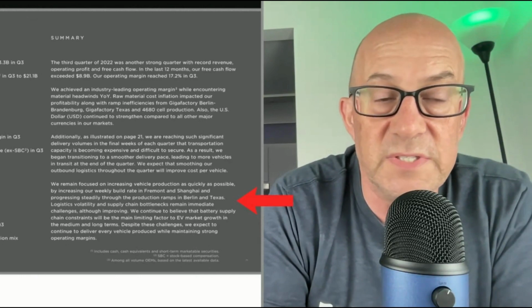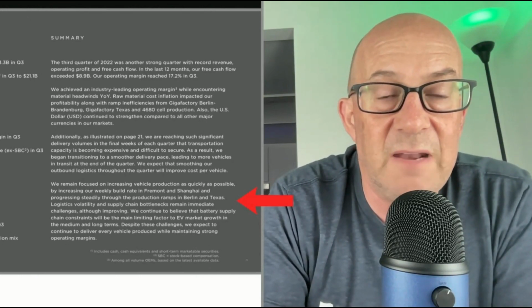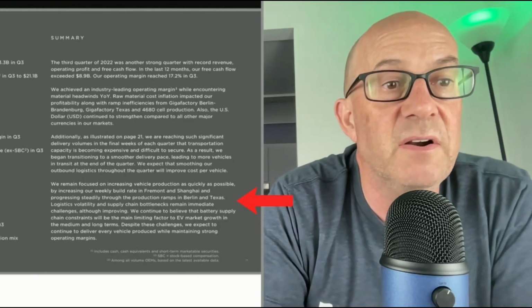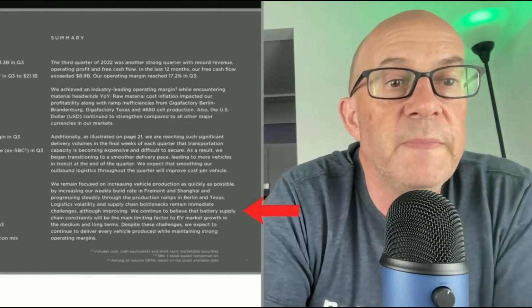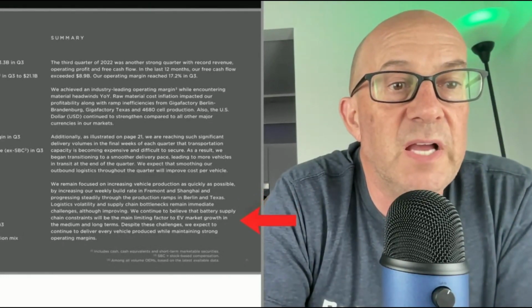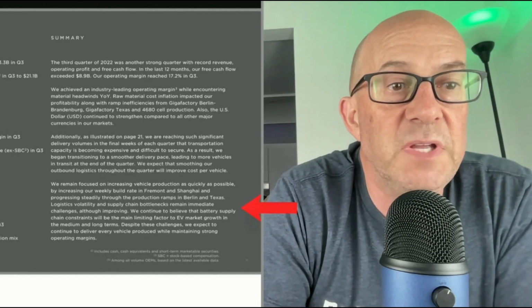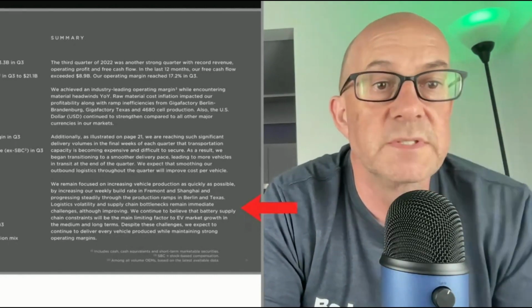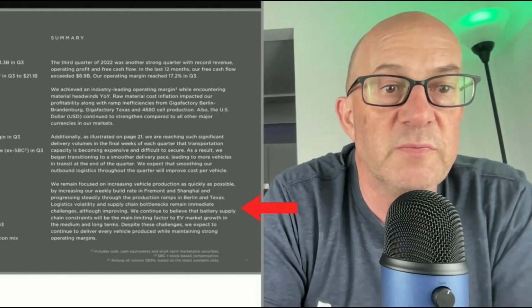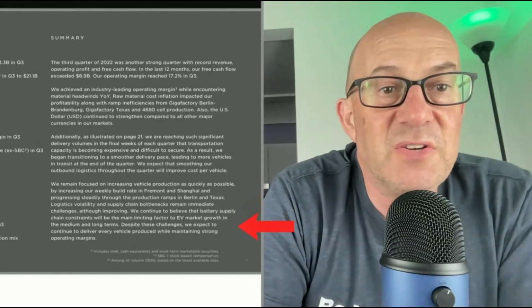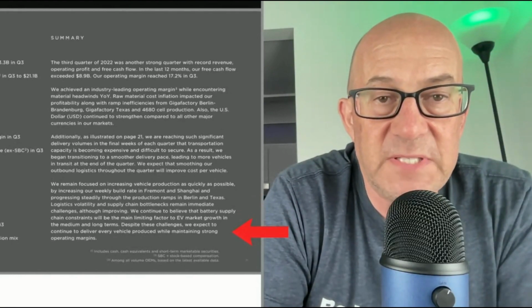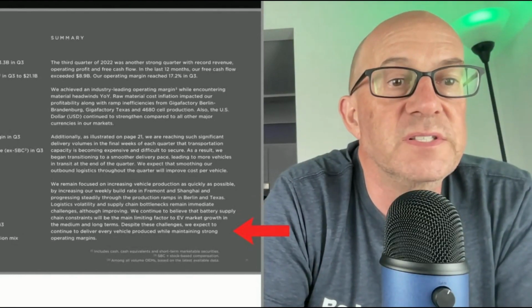So that's another issue, have the supply chain bottlenecks gotten better? My impression is everything is a lot better. And this should be much better. So we'll see if they mention this in the next report. We continue to believe that battery supply chain constraints will be the main limiting factor to EV market growth in the medium and long terms. So we expect to continue to deliver every vehicle produced while maintaining strong operating margins. Does that change? Do they expect to have a significant impact on strong operating margins?